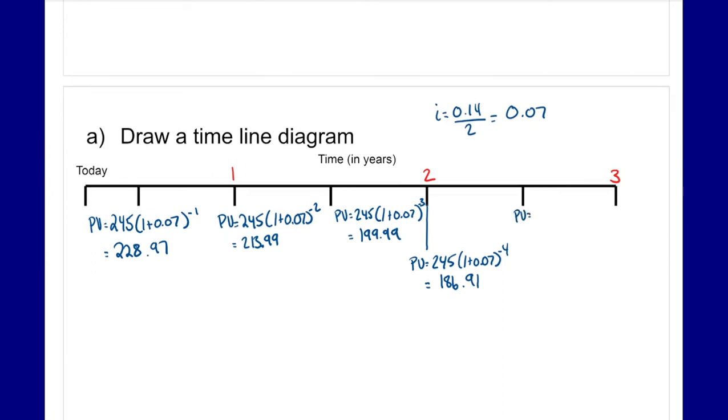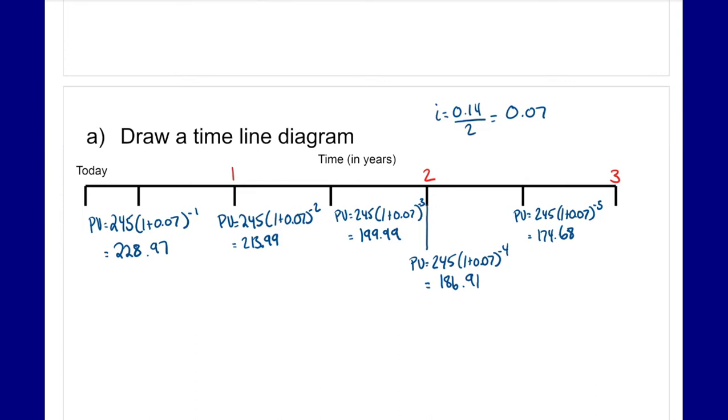At 2.5 years, again, same idea. Another $245 payment. There is interest tacked on to this one. There are 5 compounding periods. So to work backwards, $174.68 would be the original value of this purchase.